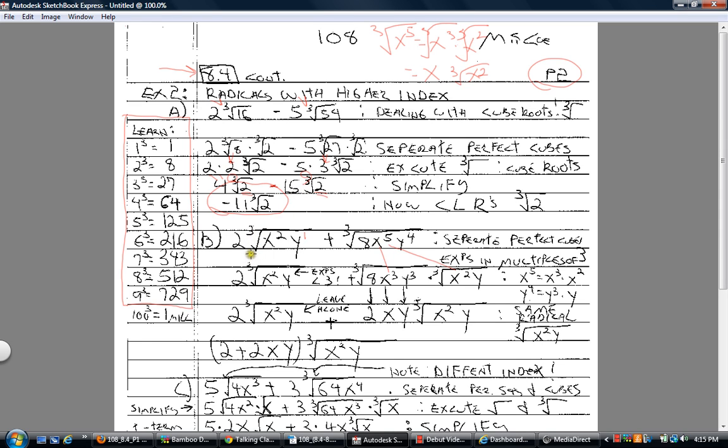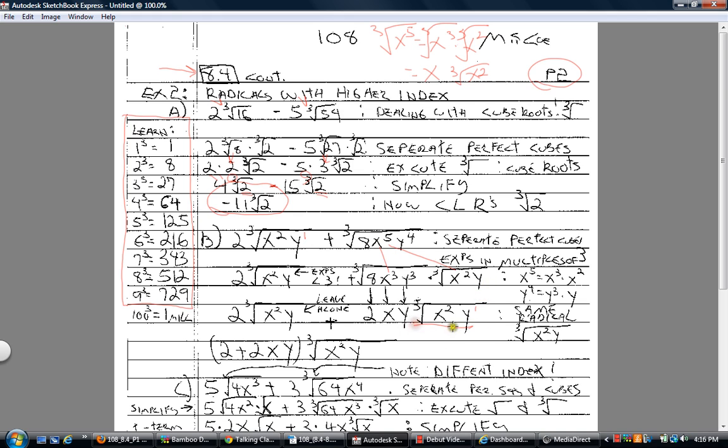Break apart, pull out the perfect cube roots. Now go ahead and execute them. This guy we left alone, like I said here. The cube root of 8 is 2. Cube root of x to the 3rd is x, y. And you've got the cube root of x squared times y to the 1st. Nothing else you could do with it.